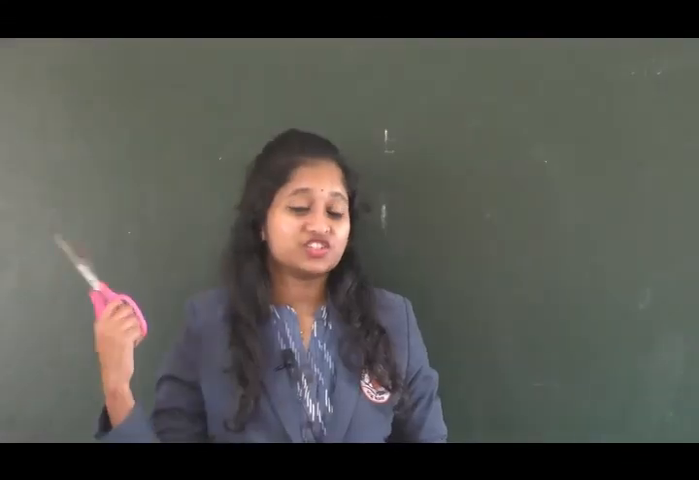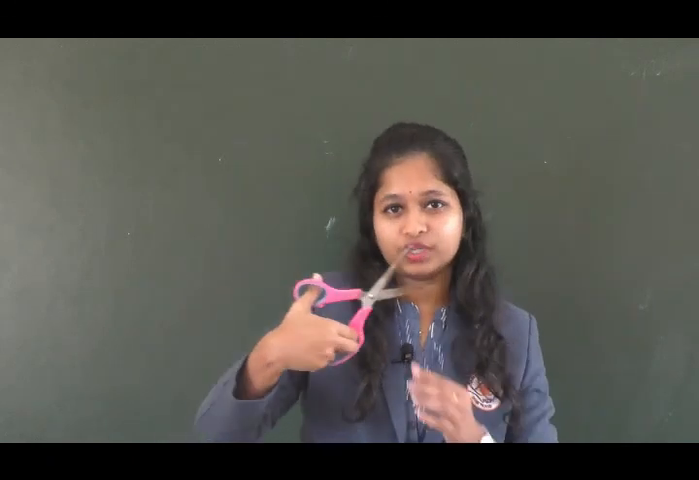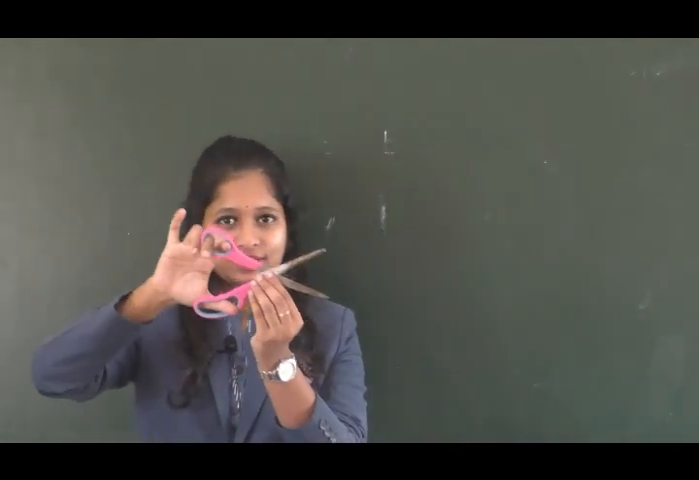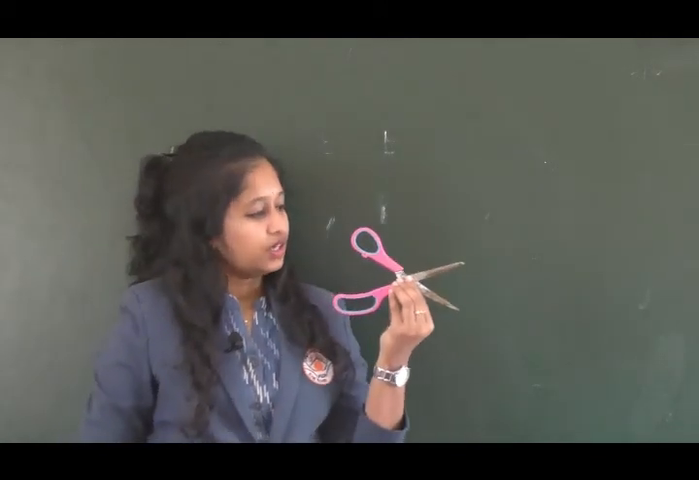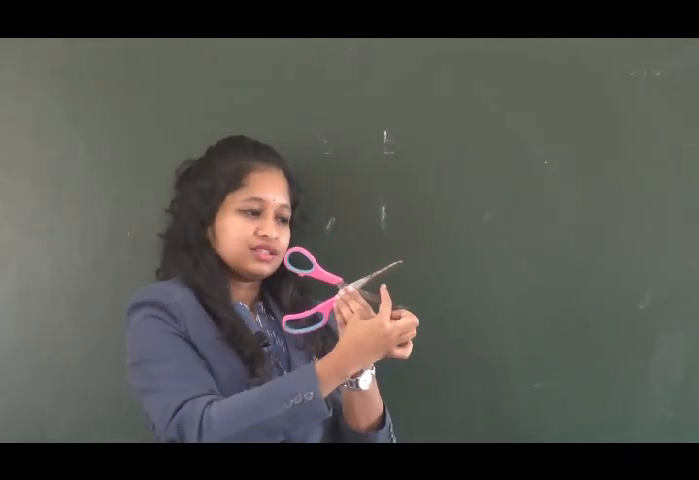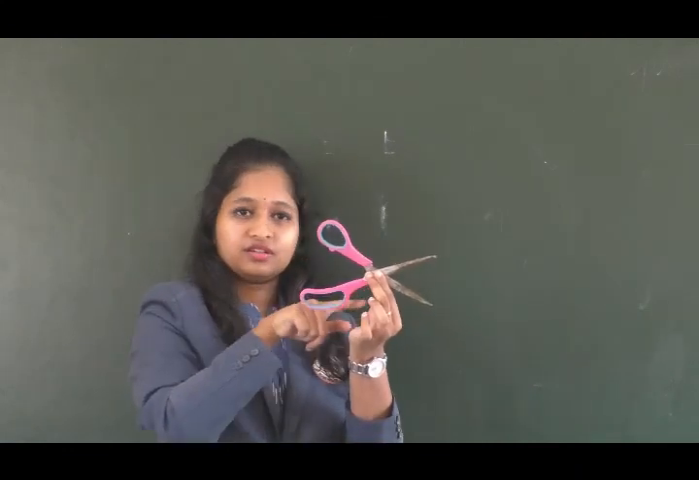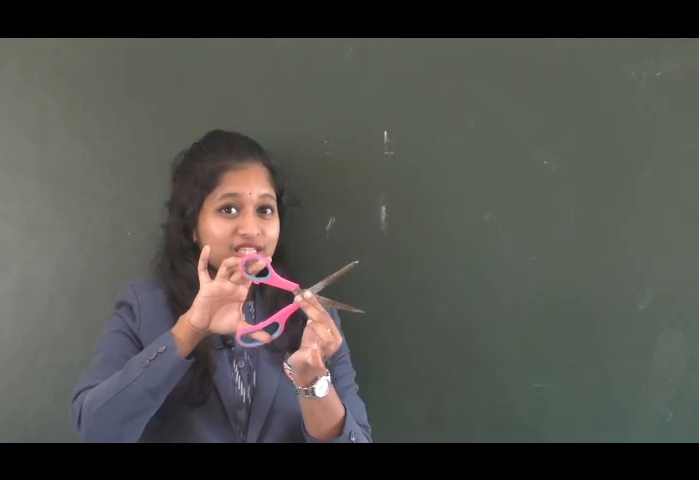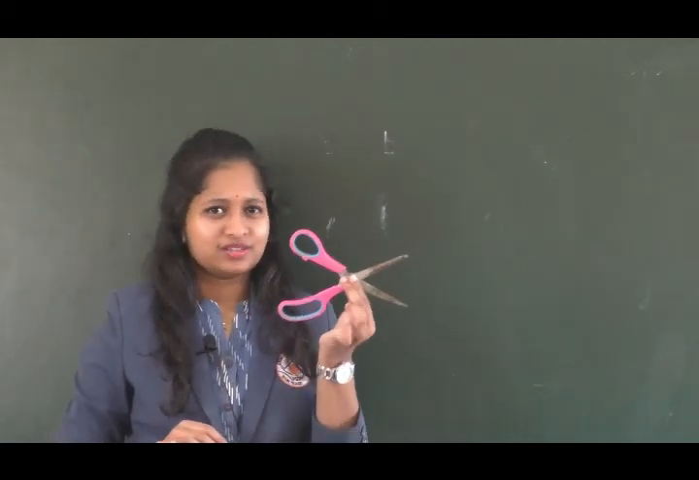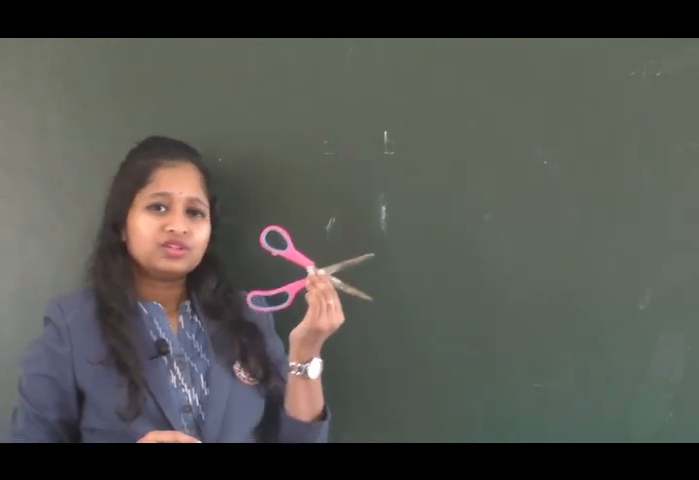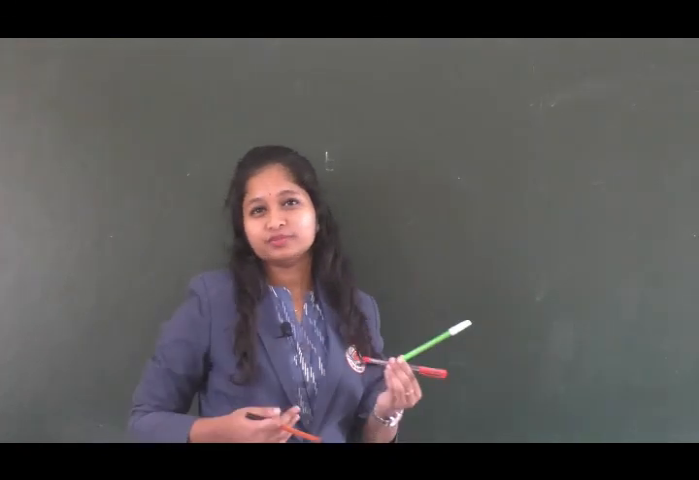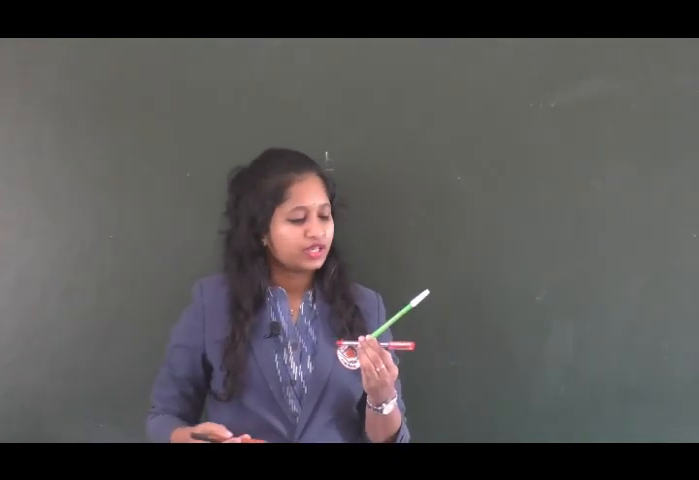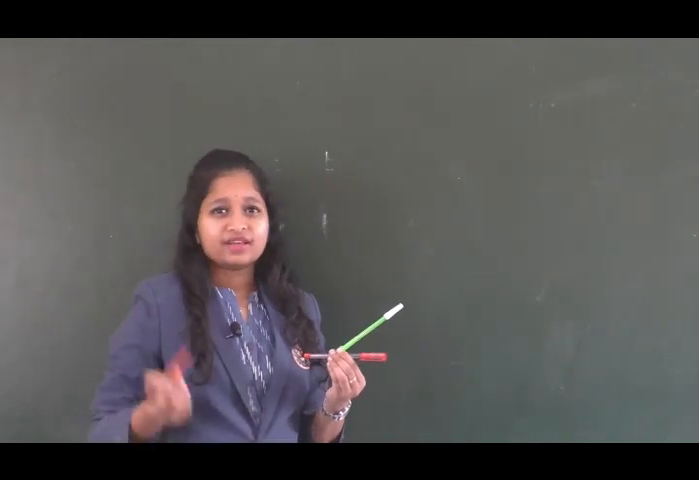Got it? So children, I have a scissors here. Now if you keep the scissors like this, the angles formed here and here are vertically opposite. This is just an example. So these are some activities which you can do to form different types of angles. Children, I'll show you some activities here and you have to find what type of angles are formed.